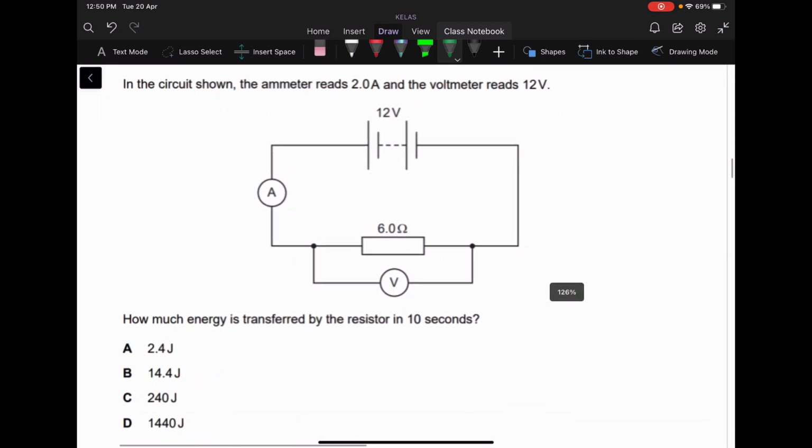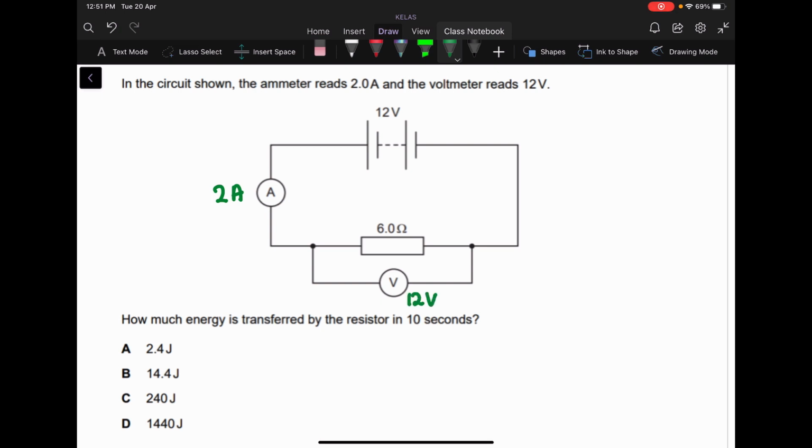Okay, this one. In the circuit shown, the ammeter reads 2 amps and the voltmeter reads 2 volt. How much energy is transferred by the resistor in 10 seconds? Tulis dulu apa yang nak buat. What formula do you use? Yep. Okay. What step you should take first? Berapa? And voltmeter? Soalan nak apa? C. Okay, tak apa. Sekarang ni bagi tahu dulu saya apa yang awak kena buat.